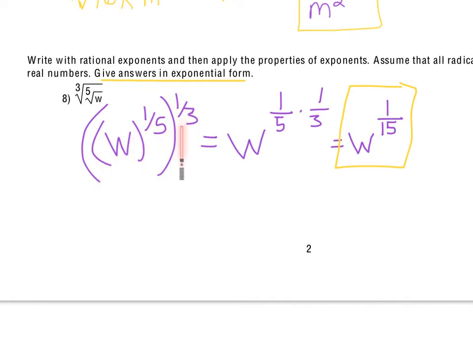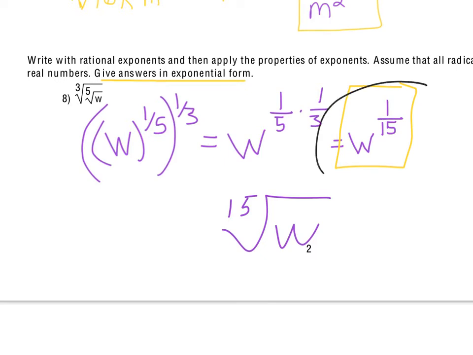So that's the power of a power property of exponents, so we multiply those exponents together. 1/5 multiplied by 1/3 would be 1/15. So we get w to the 1/15. If they didn't want the answer in exponential form, you could convert that back to a radical. It would just be the 15th root of w to the 1st power, or just plain w. But again, they did ask for that in rational exponent form. That's why we left it like that.